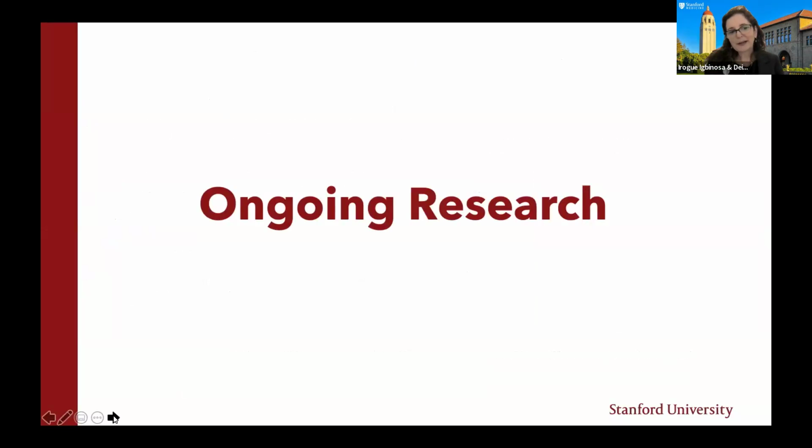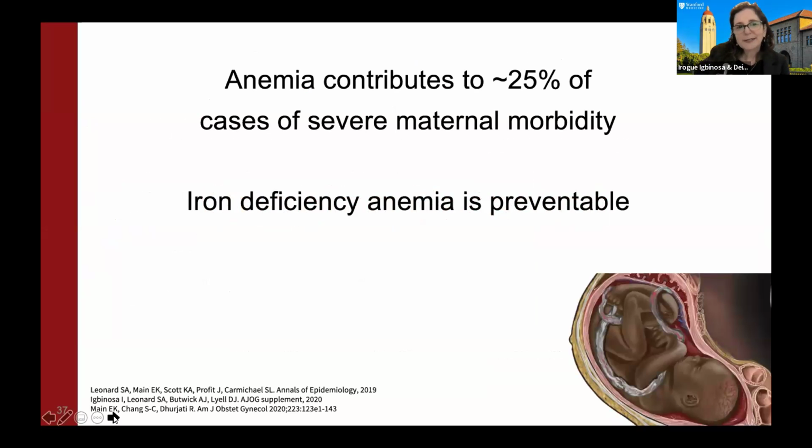So I want to switch right now. I've mentioned some of the ongoing research. Just to set the stage for that, as has been said, anemia contributes to upwards of 25% of cases of severe maternal morbidity. And we know that iron deficiency anemia is preventable.